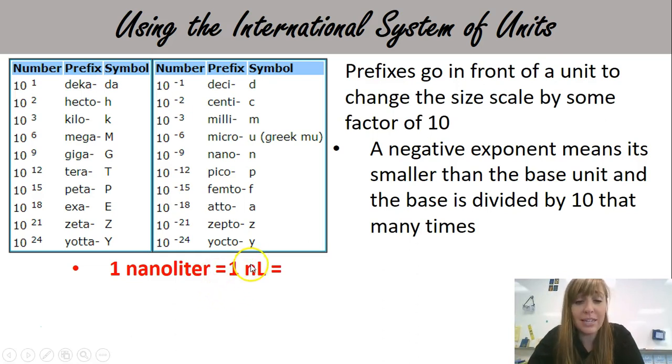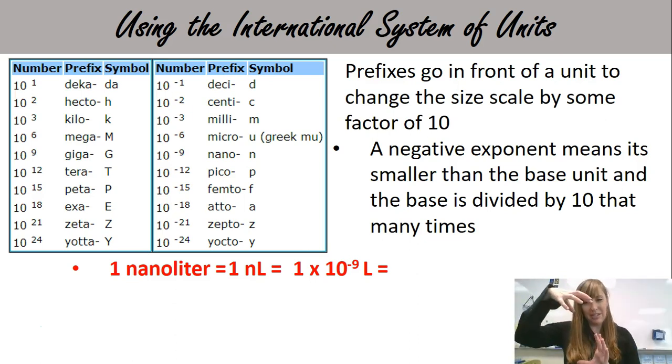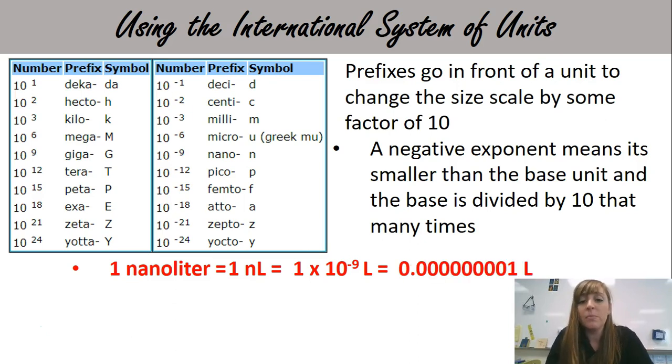I can also rewrite this, instead of nano, I could put 10 to the negative 9th, so 1 times 10 to the negative 9th liters, which means if I take a liter, think of a liter like a smaller bottle of soda. If I took a tenth of that, and then a tenth of that, a tenth of that, and you do that 9 times total, that becomes a nanoliter. It's a very small amount of volume.